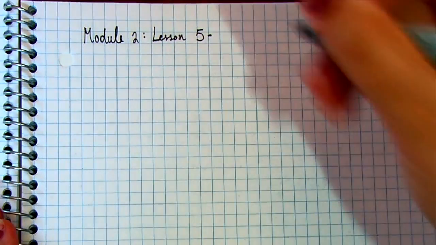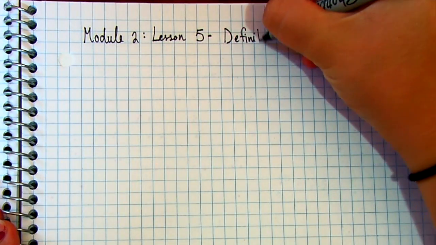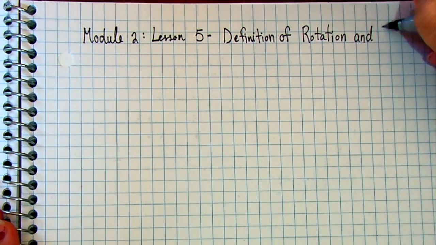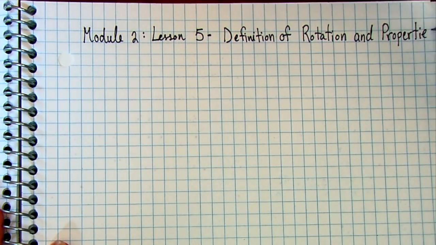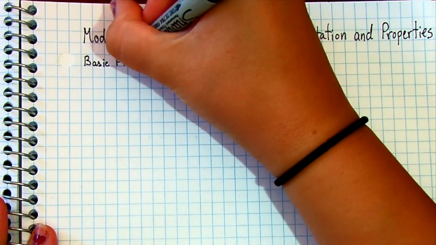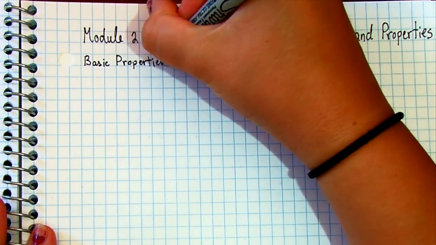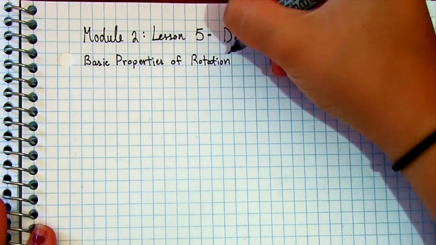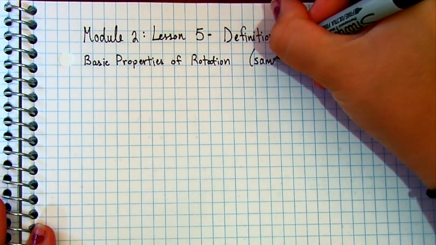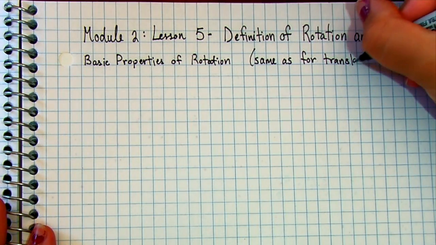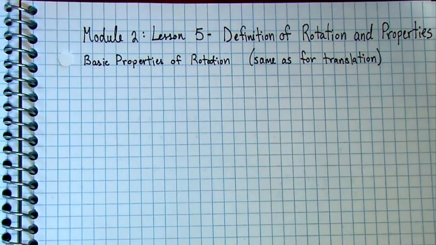So let's write our title, Module 2, Lesson 5, the definition of rotation and properties. So the basic properties of a rotation are the same as the basic properties for translation and for reflection. We've gone over these three properties several times. I'm writing them down again just so that I don't forget.